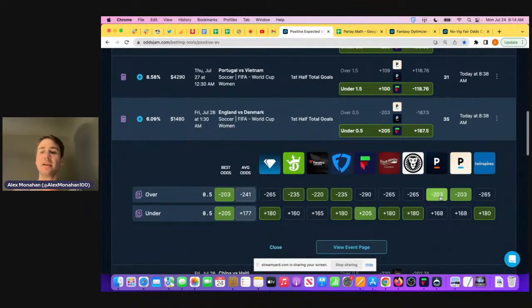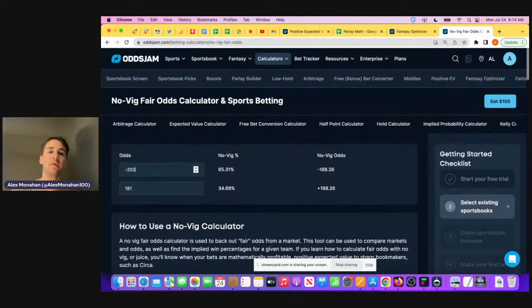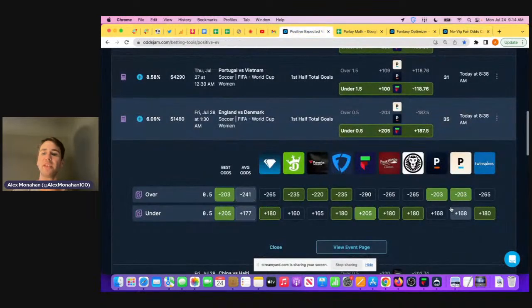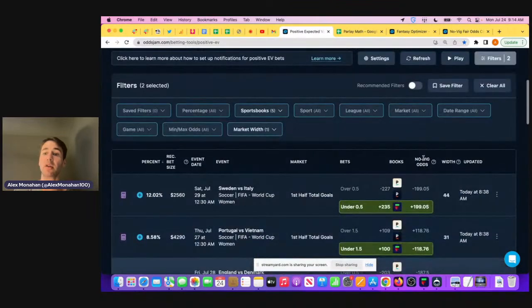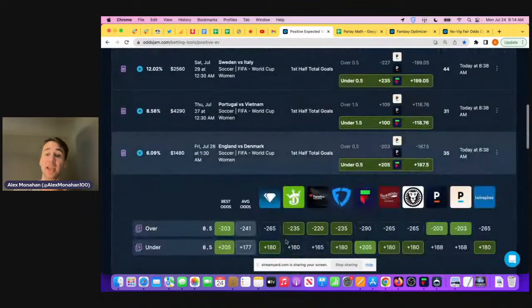So you're going to see here, Pinnacle has this plus 186, plus 168, minus 203. So what we do is we go here, we strip out the vig. The true price is plus 179, according to Pinnacle. According to every sportsbook in the market, the true price with the vig removed is plus 187. This no-vig odds, again, is based on every sportsbook.